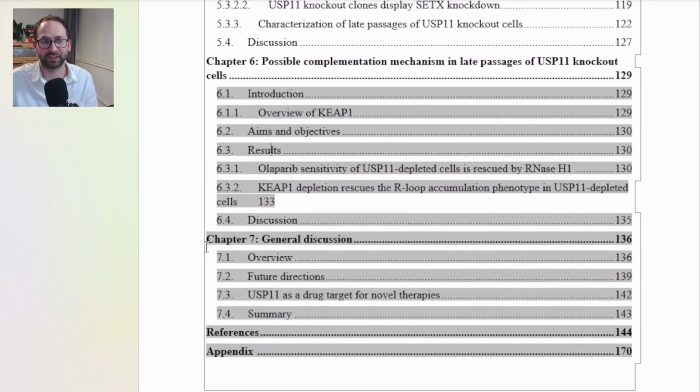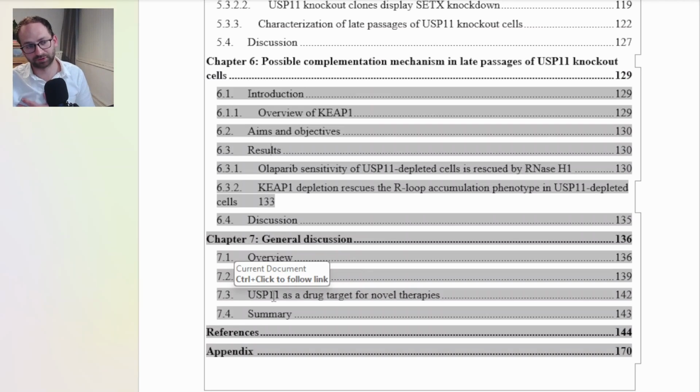Okay, so this is my last chapter, the general discussion. You can see this is not a particularly long chapter. It started on page 136 and ended on page 143, so only 7 pages. But there is a general overview of everything I've got, of all the data I've got, just a high level connection of everything. Then future directions, so what I would do next with all of this data.